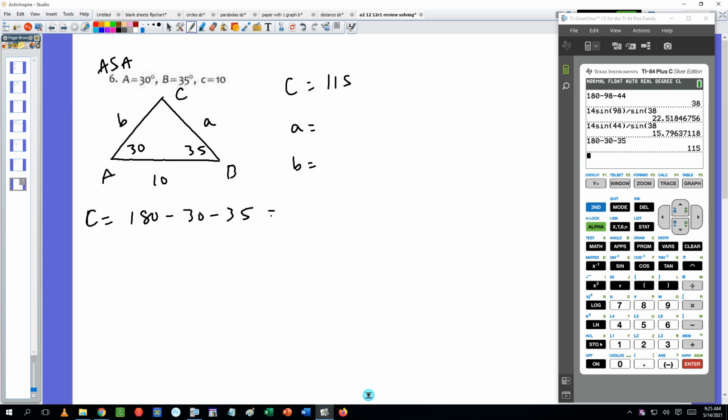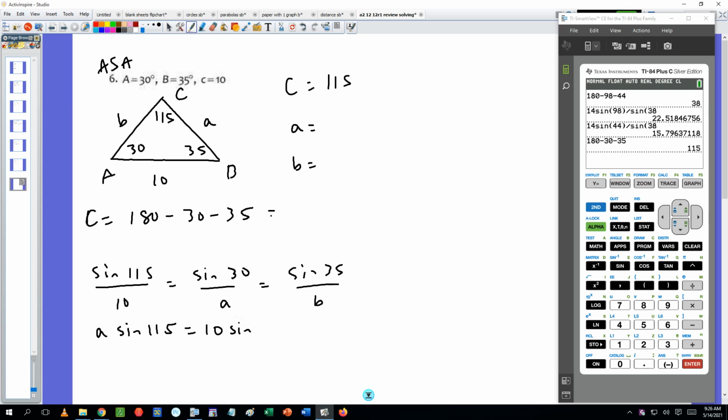And here is my equation. And I know this is law of sines again because I know both the angle and the side of one of the letters. Here's the fraction where I know both. And again, like the last one, this is my C's. The sine of 115 is to the 10. The sine of 30 is to A. And the sine of 35 is to B. I'm going to cross multiply the first two. So that'll be A sine 115, 10 sine 30.